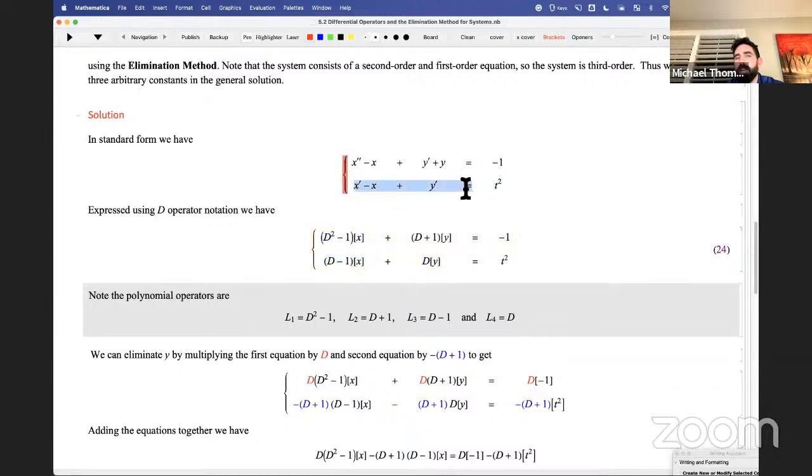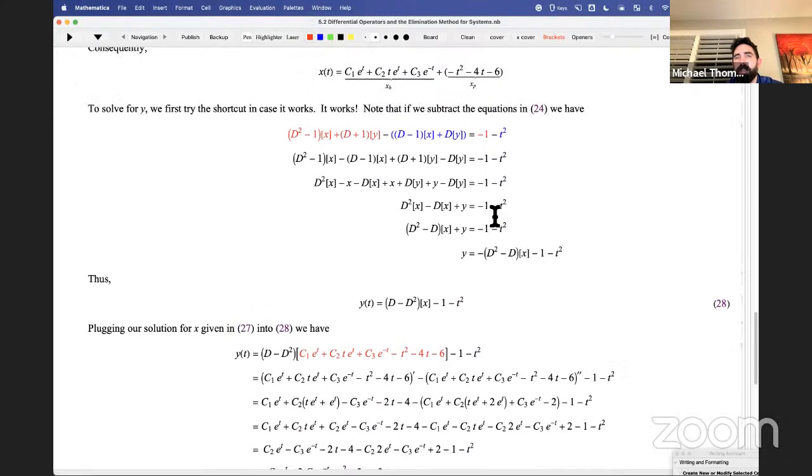This one isn't going to work because it doesn't even involve y. And this one isn't going to work either. But what we can do is subtract the equations. If I subtract the top one minus the bottom one, or the bottom one minus the top one, the y primes will cancel, and I'll be left with a y. And it'll be completely in terms of the known variable x. So that's what we do here.